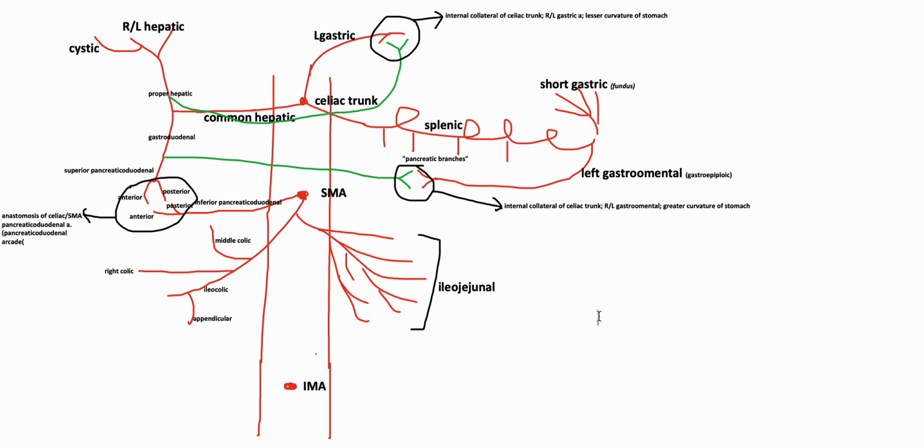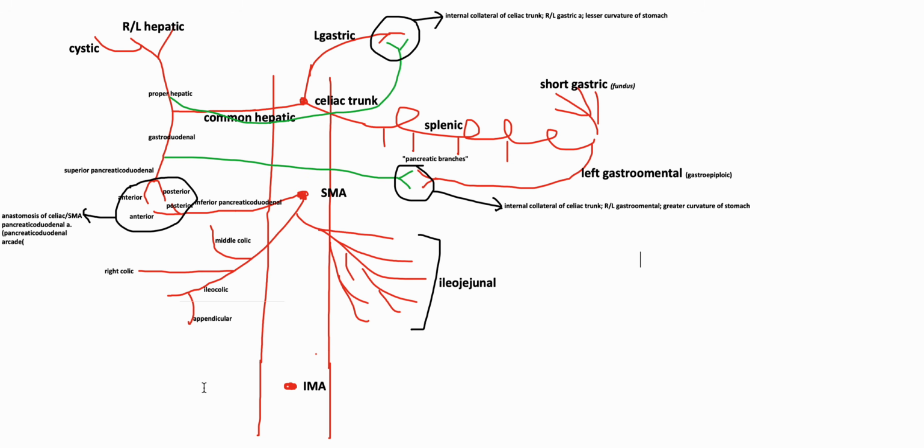And something to keep in mind about the ileojejunal arteries is that some of them will have longer vasa recta, which are the long straight arteries that come off their distal segments. But to keep things simple, let's refer to these as ileojejunal for now. Okay.